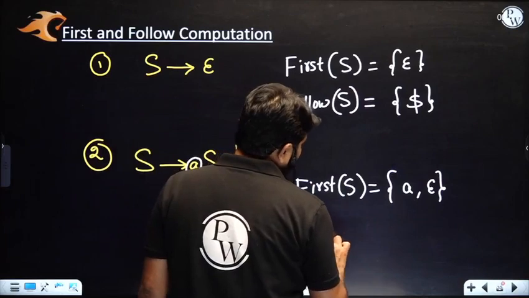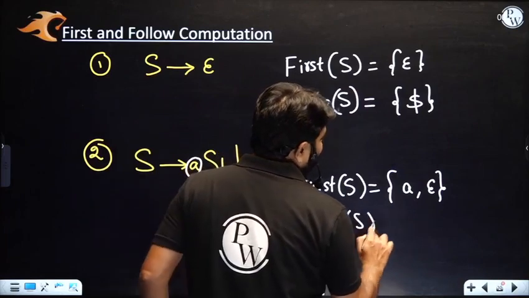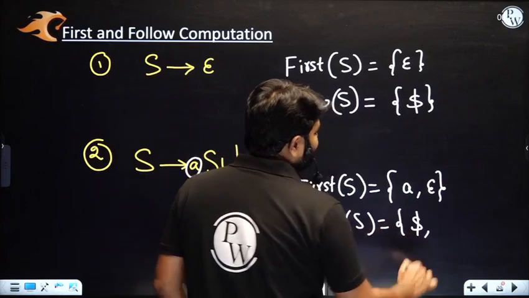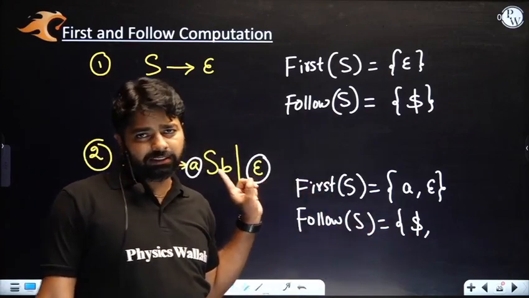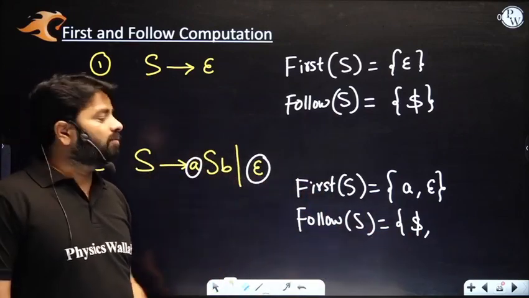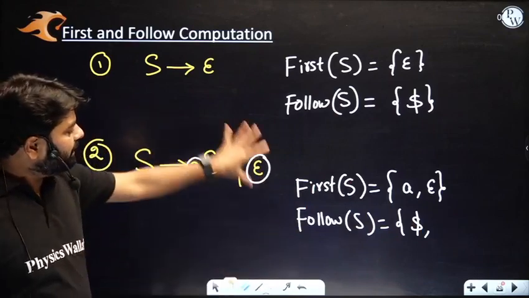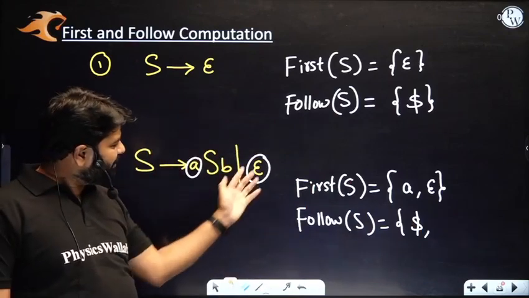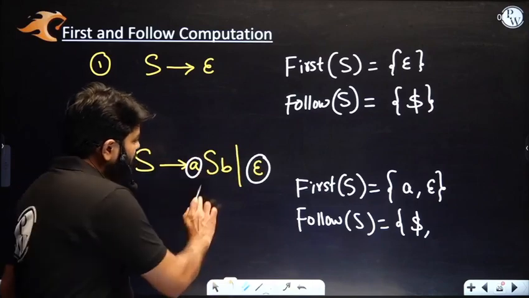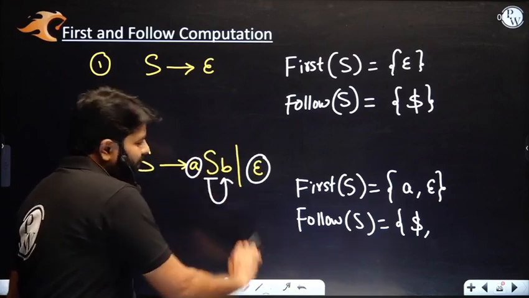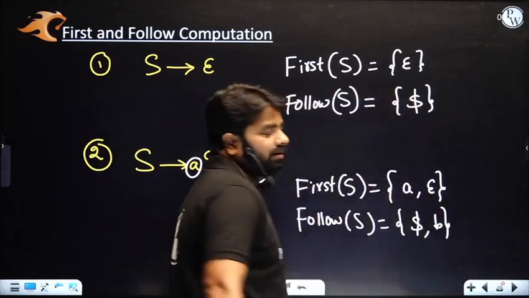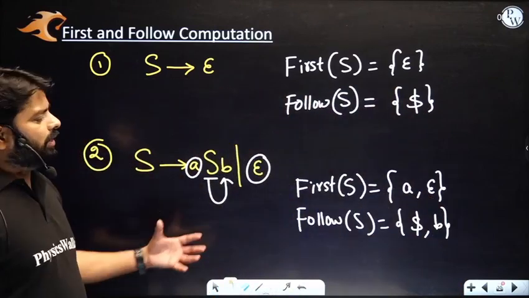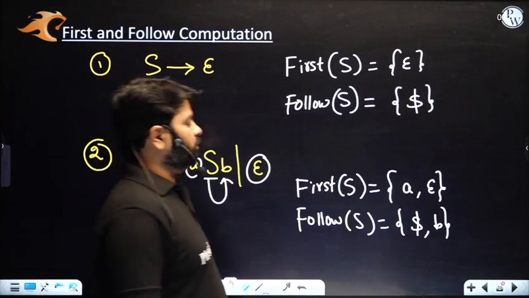What is the follow of S? Without looking at the grammar, you keep the dollar because S is the start symbol of the grammar. So, dollar is always present in the follow of S. Then in the grammar, do you have S anywhere in the RHS? Yes. Then who is after S? B. So, we are going to write a B there, that is it. Okay. Let us go to another example to discuss more.